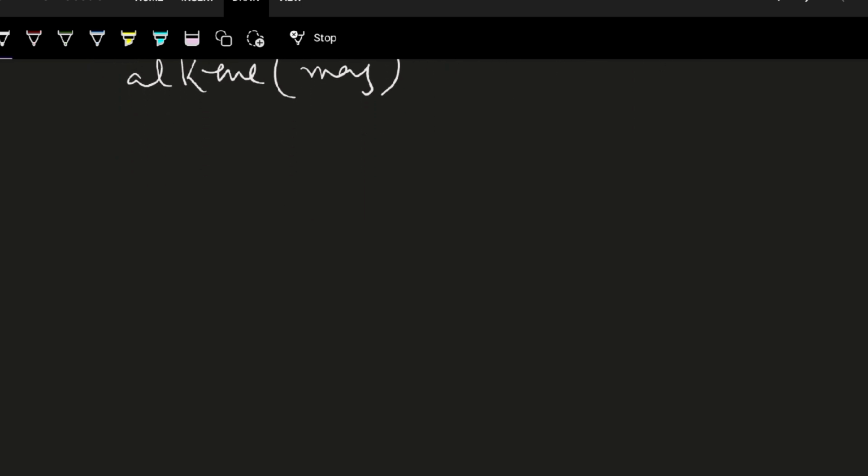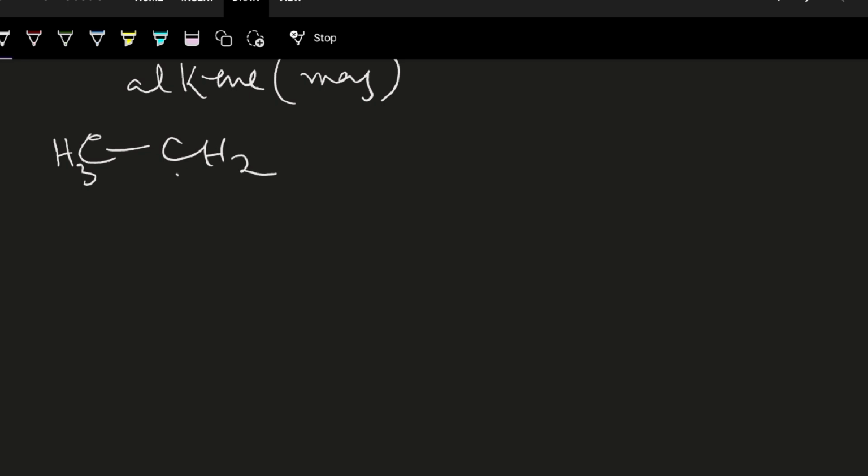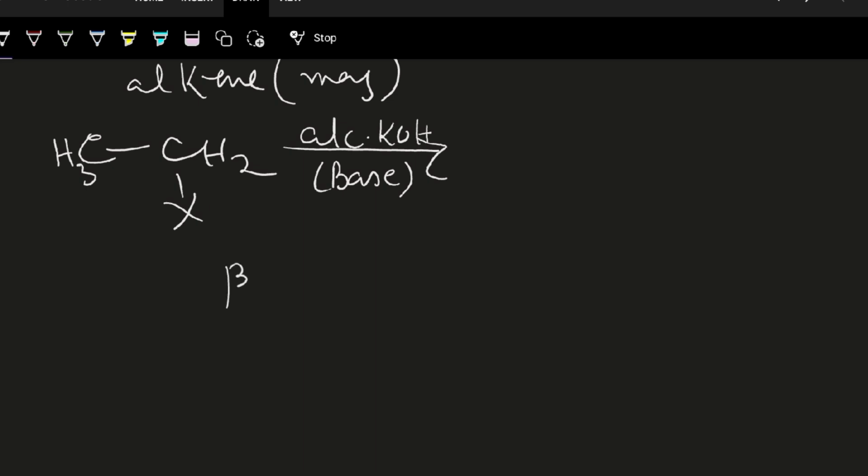In case of beta elimination, let us cite an example of it. Say alkyl halide, CH3CH2X. This is an example of alkyl halide. To this compound, when we give alcoholic KOH, which we have just seen is acting as a base, beta elimination reaction takes place, where from the beta carbon, hydrogen is eliminated and from the alpha carbon, halogen is eliminated. And why is it so?